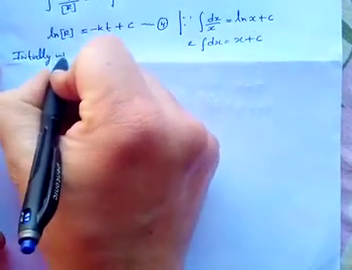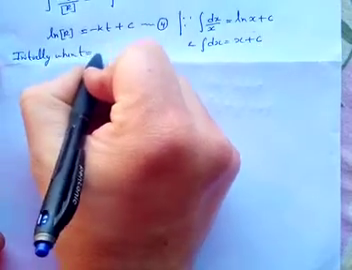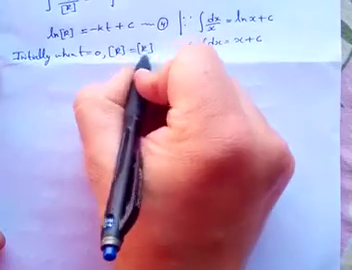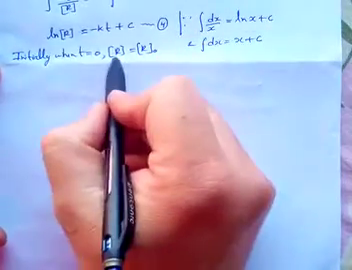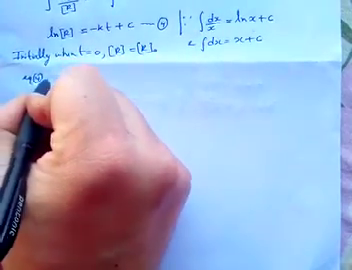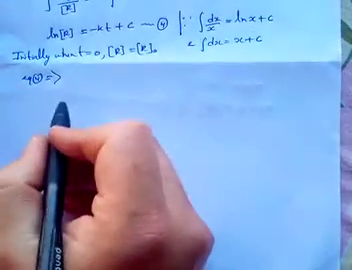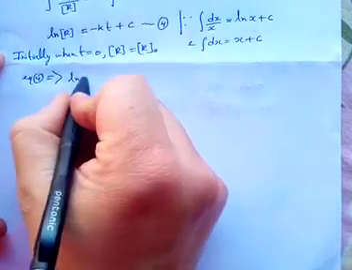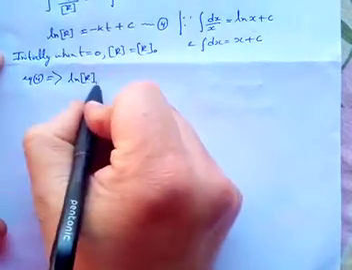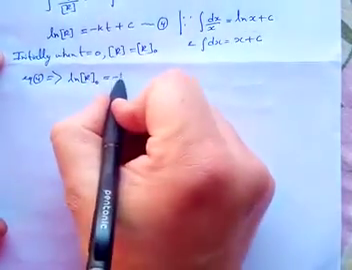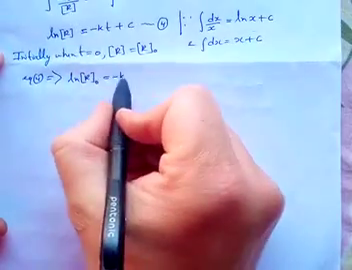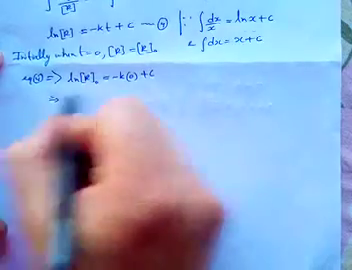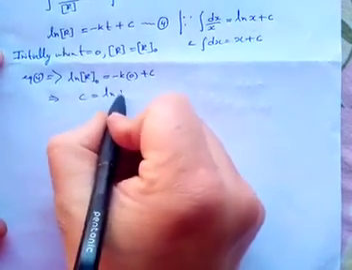Initially, when time t equals 0, what is the concentration of r? We know it's r0. So substituting this value in equation 4, here ln r is replaced by ln r0 equals minus k, t is replaced by 0 now, plus c. So this implies the constant c equals ln r0.